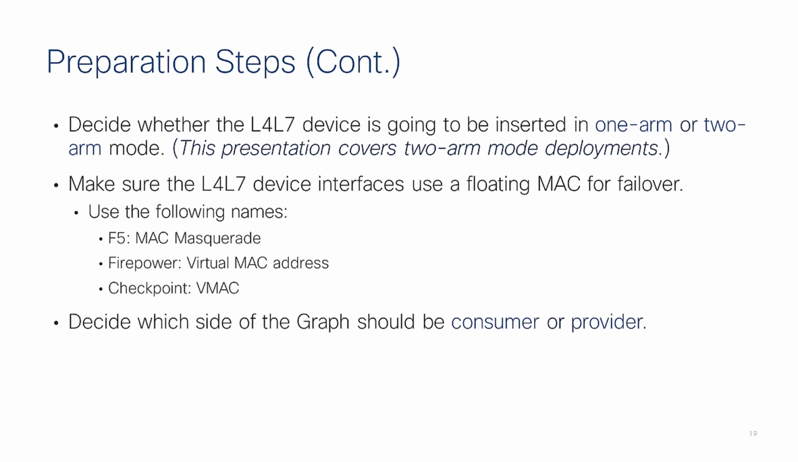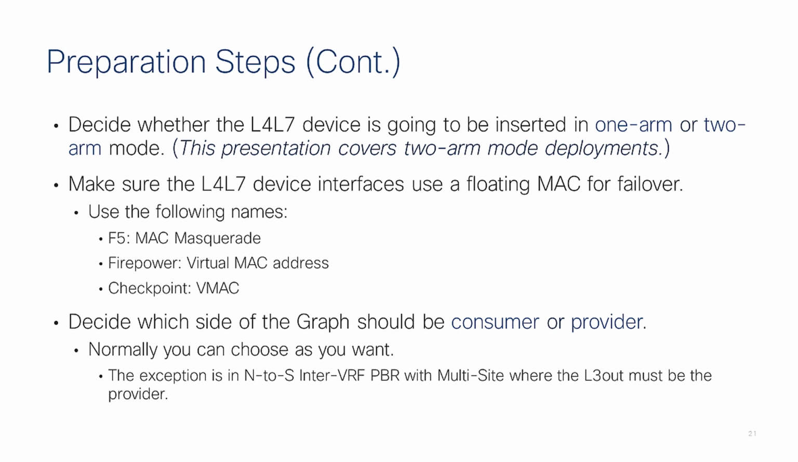And then you need to decide which side of the graph should be the consumer or the provider side. This is most of the time completely arbitrary. You can choose whatever you want. But you need to be careful with multi-site, where you have inter-VRF traffic, and specifically for north to south traffic, the layer 3 out in this case must be a provider and not a consumer.